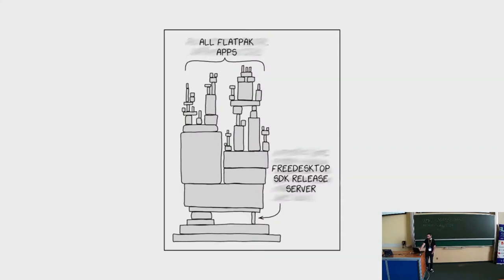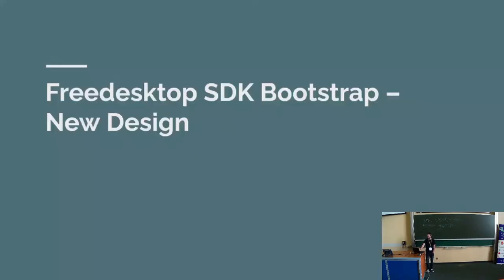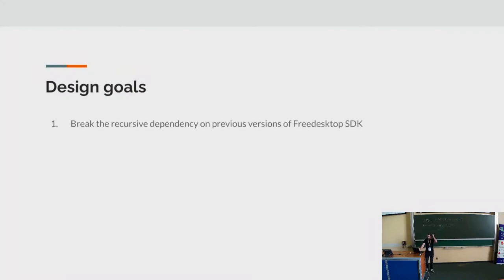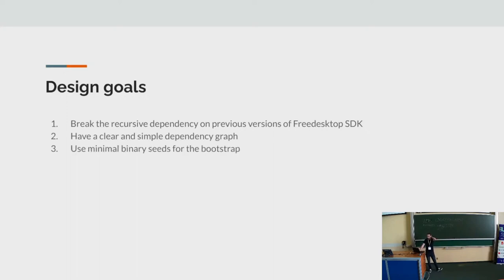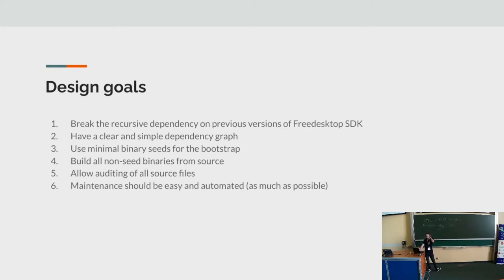So the main purpose was being able to overcome this design limitation. So the new design, its goals: break the recursive dependency on previous versions of Freedesktop SDK, have a clear and simple dependency graph of the bootstrap, use minimal binary seeds for the bootstrap, and build all non-seed binaries from source. So a seed is basically what you start with. In the case of the design that I've shown, it was the pre-bootstrap image. And allow auditing of all source files. And finally, of course, maintenance should be easy and automated as much as possible.